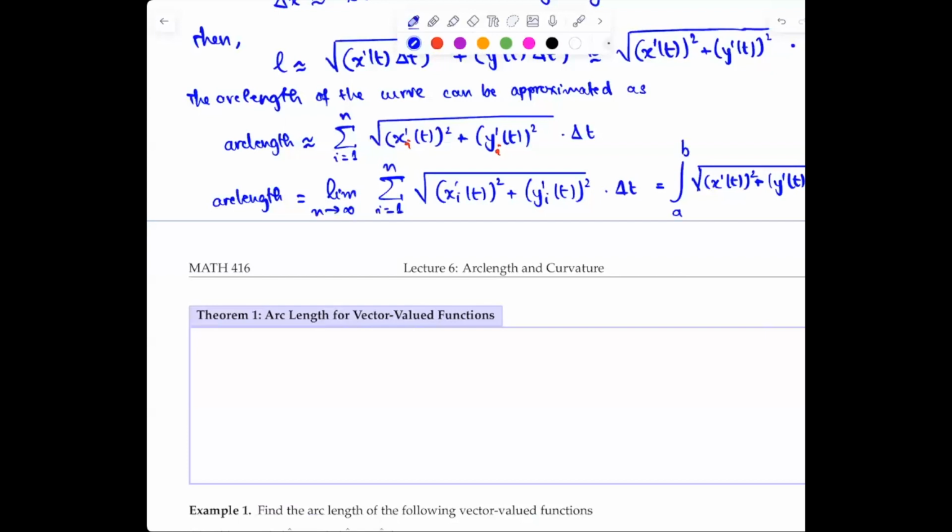So t is the parameter. x of t is the first component of the vector value function, and y is the second component of the vector value function. So this is the formula to calculate the arc length of a vector value function. Okay.